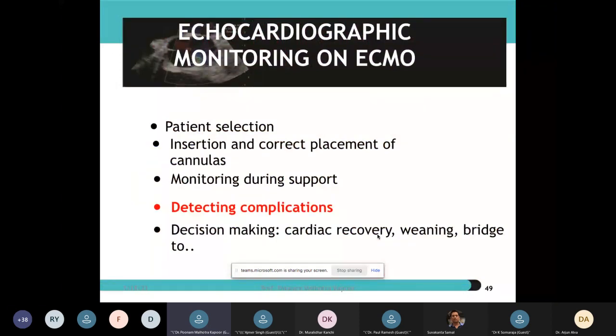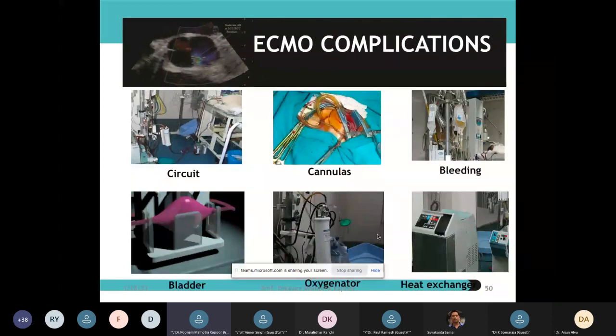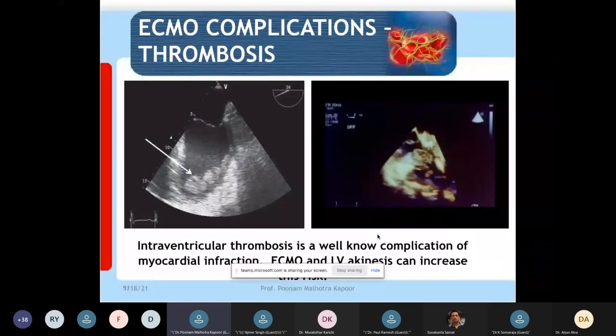The echo on ECMO also tells us about detecting the complications, not just the circuit complications of the cannulas, circuit, bladder, oxygenator, but also those of what happens to the cannulas. They'll be oozing from the cannulas. Dr. Jumana just talked about need for blood transfusion. The oozing around the cannula is the first sign that with heparin, your patient's having hyperfibrinolysis. This patient, if left untreated, is going to have a migratory cannula, who is going to have casts around the cannulas, which will form into an LV or an LA thrombus.